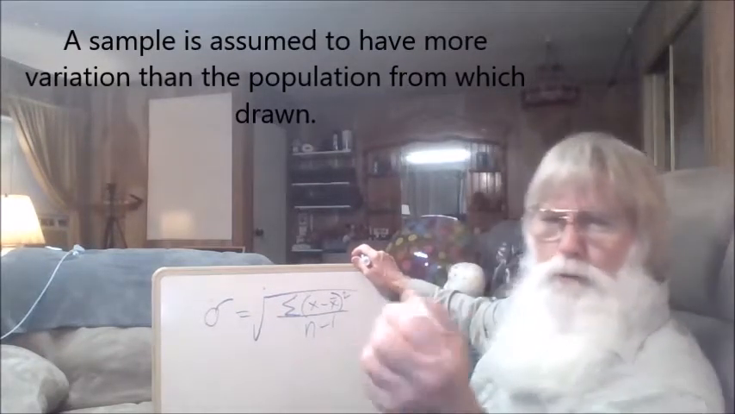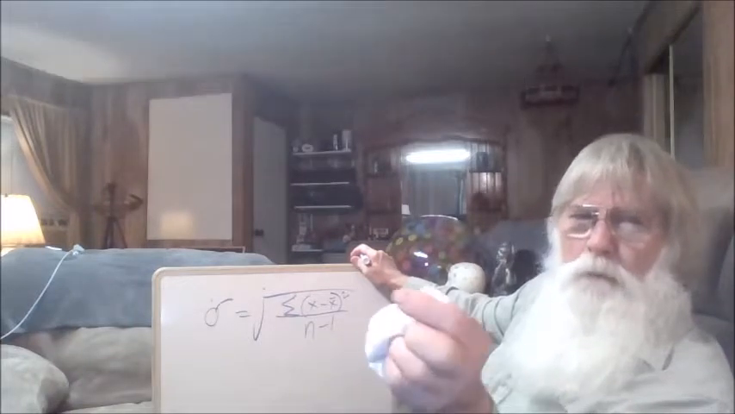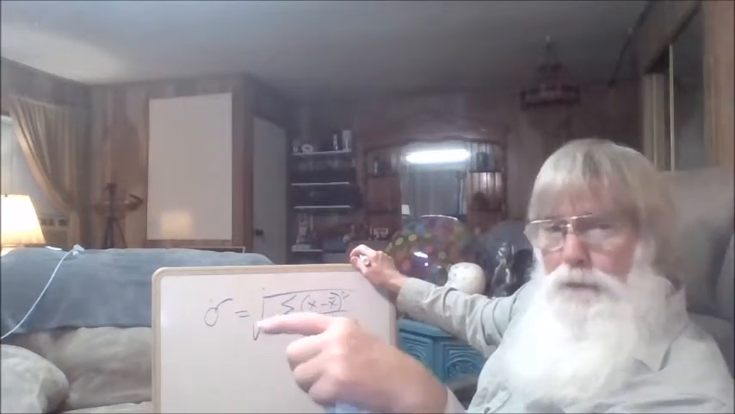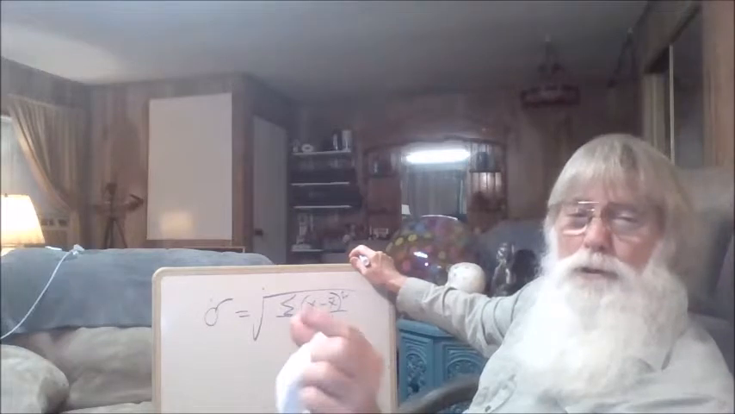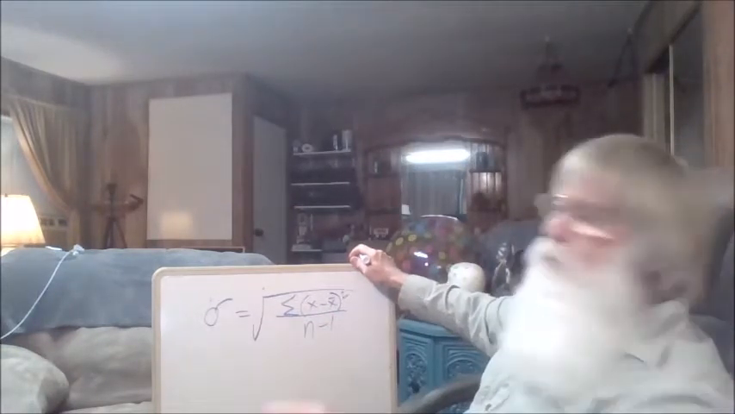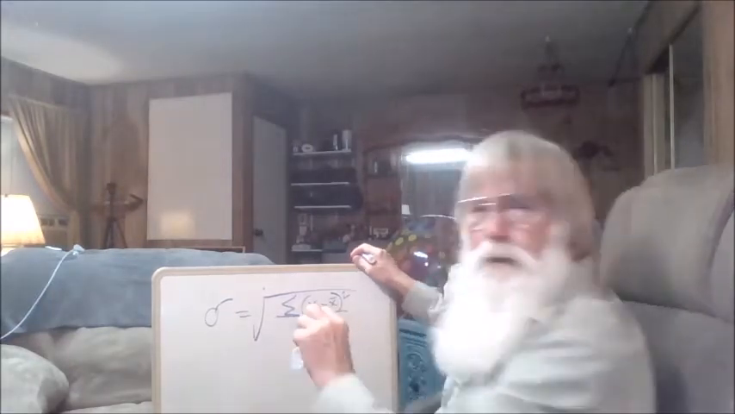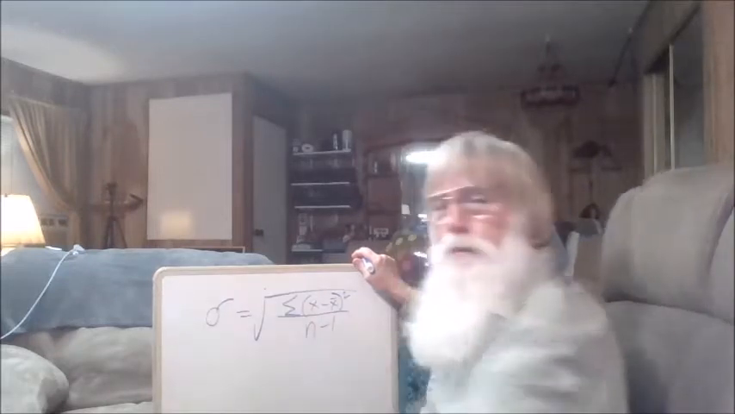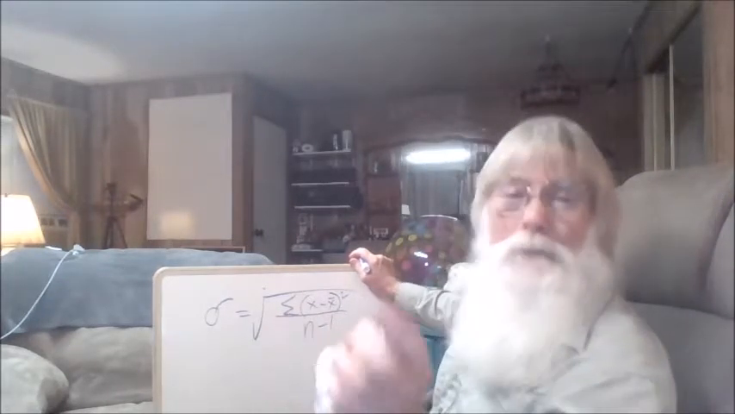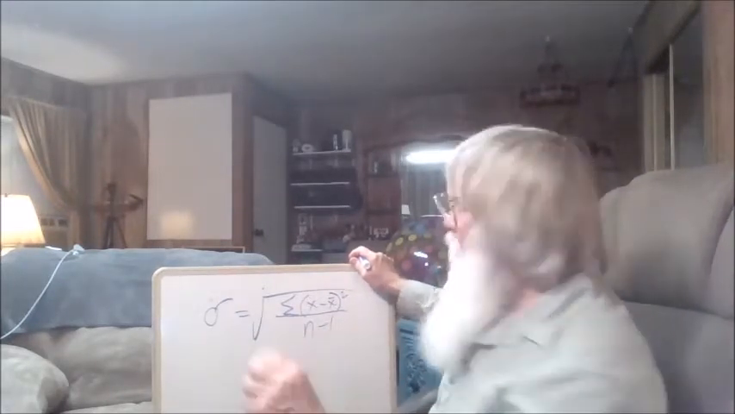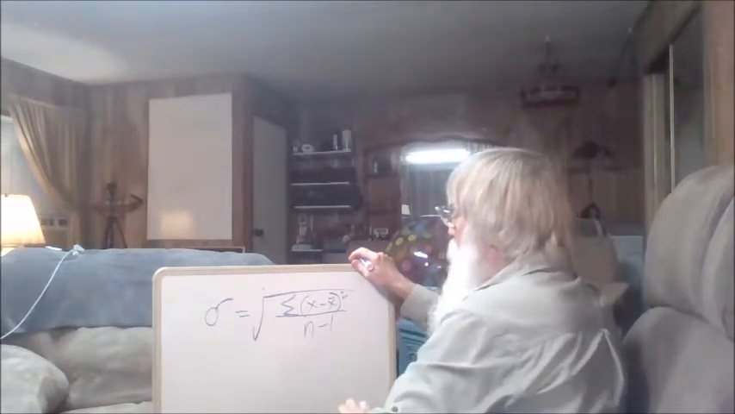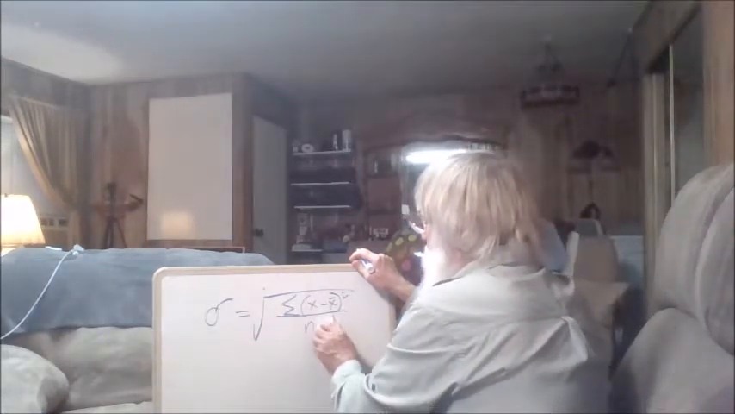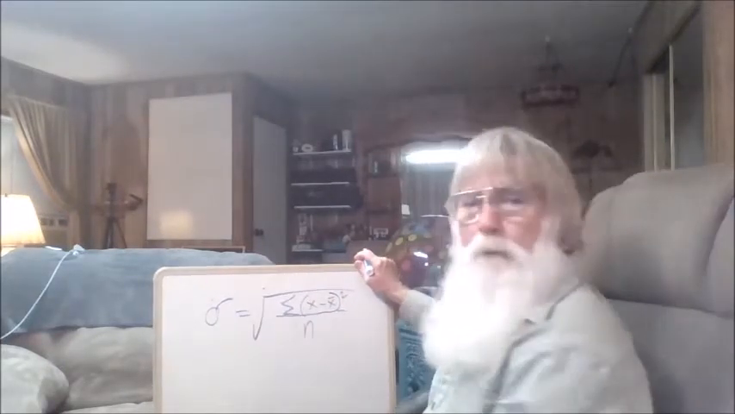It is assumed that there's more variation, more deviation from the mean, within a sample chosen from a larger population than in the grand population itself. And that's why they put this correction, minus 1, because if you divide by a smaller number, your answer is going to be larger, okay? Larger standard deviation. This is the formula for the standard deviation for a sample, and this is the formula for a standard deviation of a population.